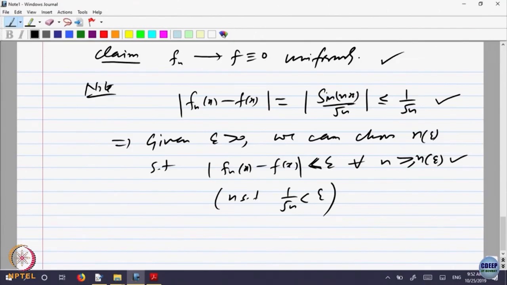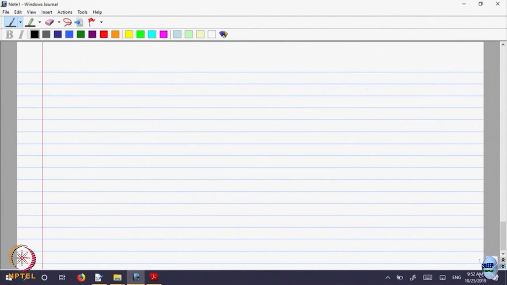There are many examples of functions which converge uniformly. We will give more examples later on. Let us just note one thing.